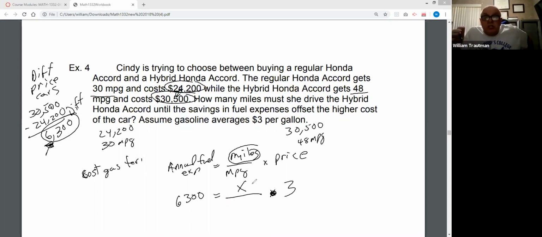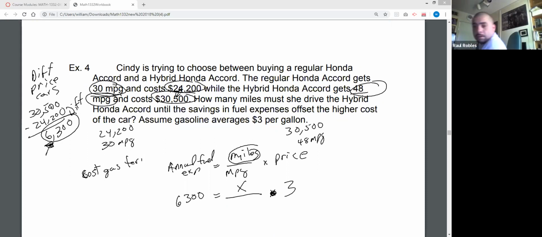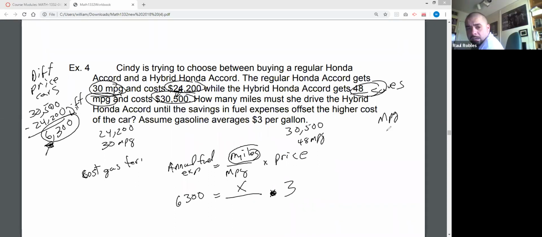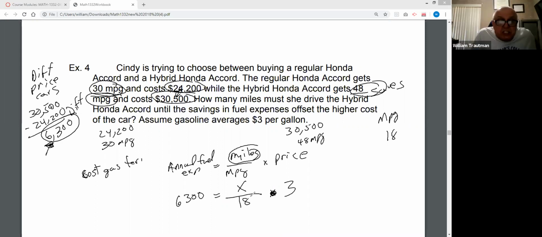Now, which one saves more money, the 30 miles per gallon or the 48 miles per gallon? Which car saves more money? 48. Yes, this is the one that saves more money. And what is the difference in MPG? 18. So that's the difference in the fuel cost. We want to save $6,300, and the difference in MPG is 18. So we just have to find X.